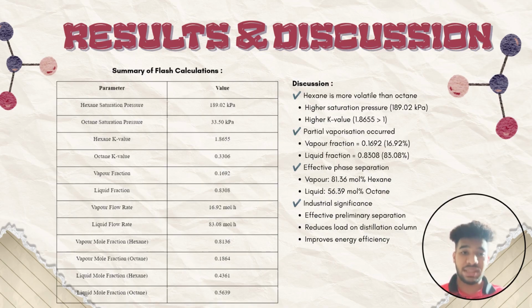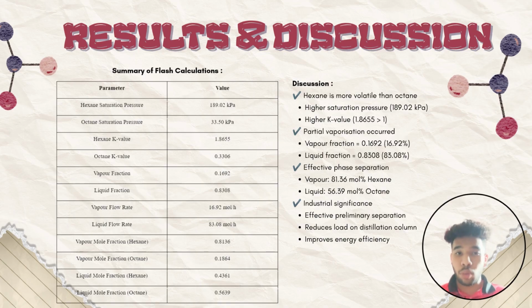The results also show that the vapor fraction is 0.1692, which means only 16.92% of the feed is vaporized while 83.08% remains in the liquid phase. This indicates that partial vaporization has occurred, allowing both vapor and liquid phases to exist simultaneously inside the flash separator. Such conditions are essential for establishing vapor-liquid equilibrium, which is the fundamental principle behind flash separation.